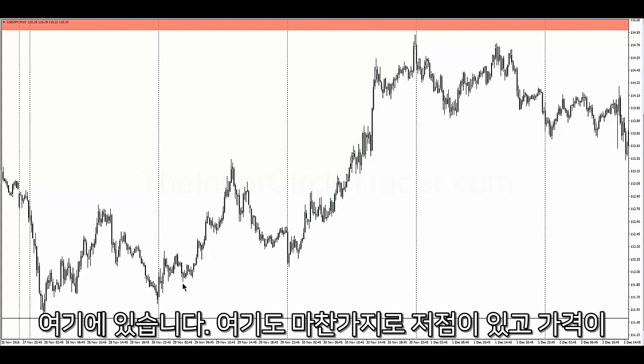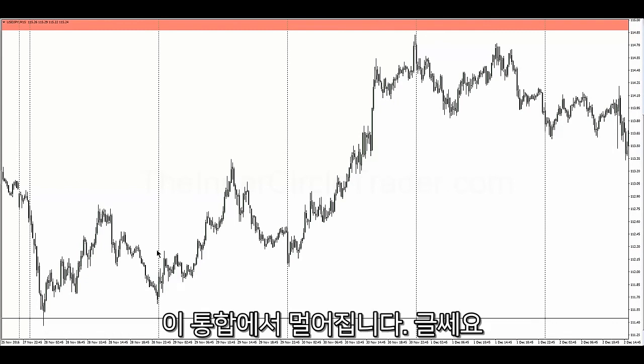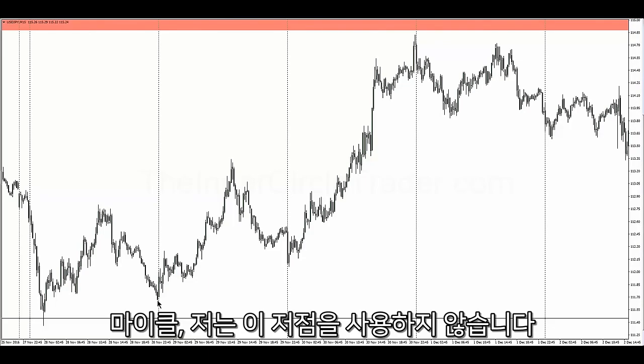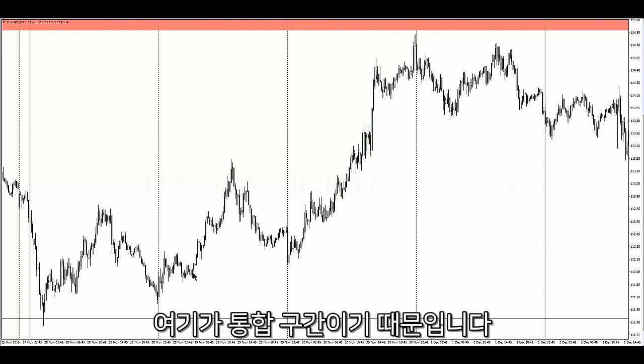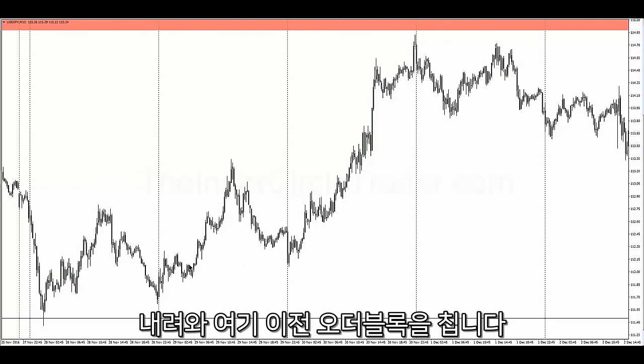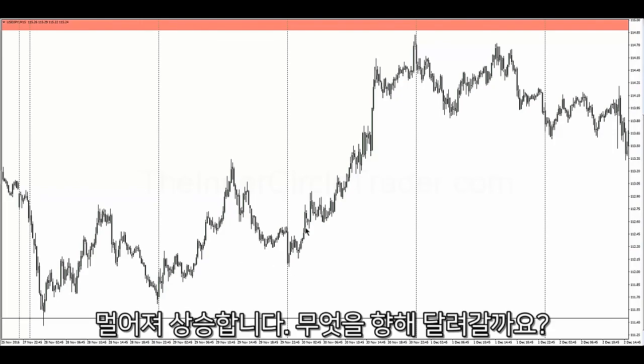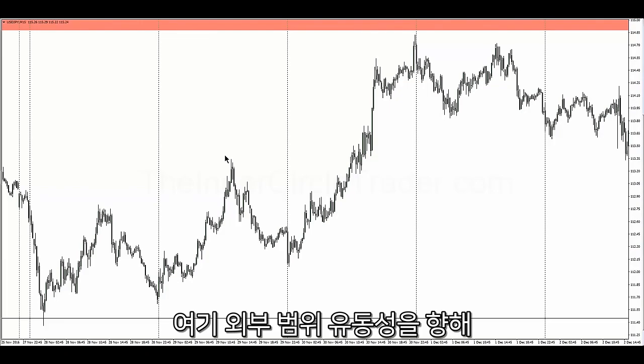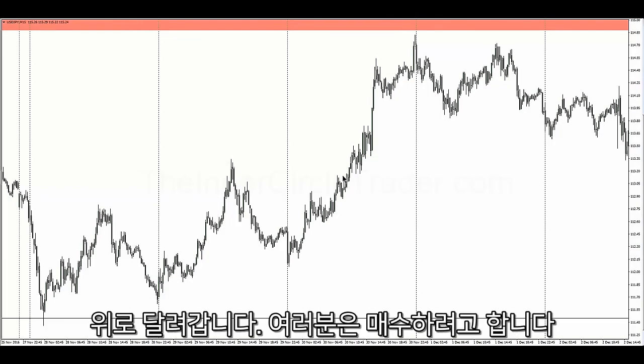Same thing here. We have a low, price runs away from this consolidation. Why am I not using this low, Michael? Because this is a consolidation in here. Price moves away from that, comes back down, hits the previous order block here, rallies away. What's it going to run for? External range liquidity here, running up.